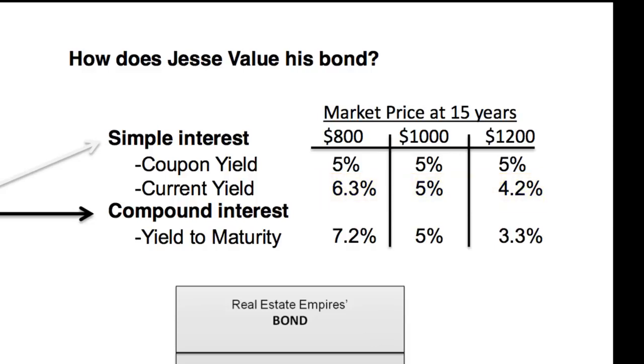Okay, but those aren't the real numbers, and we know that. So when we go down to the yield to maturity, this is actually accounting for the difference between the price we're paying and what we're going to receive back on the face value of the bond. And as you can see, the numbers get even more different than what you saw before with the current yield, where the $800 bond is actually going to give you a 7.2% return, which is great. The $1,000 bond price is going to give you a 5% return, and the $1,200 bond is going to give you a 3.3%, which is 1.7% lower than what you would be expecting if you were just looking at the coupon itself.